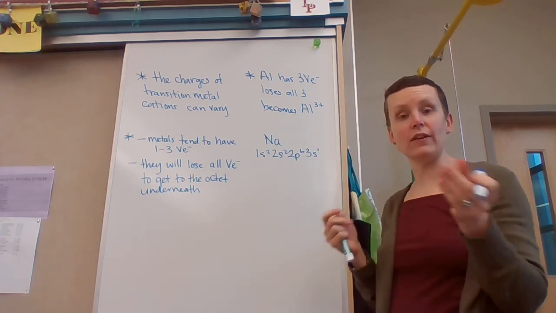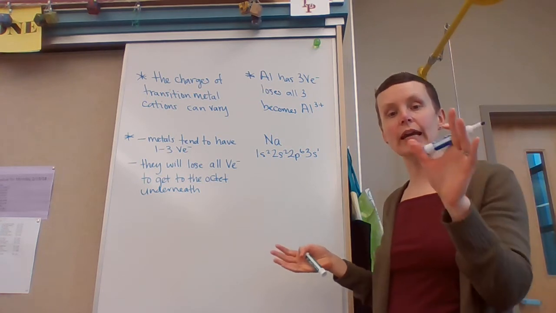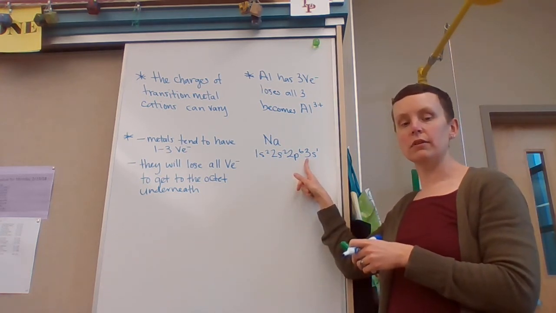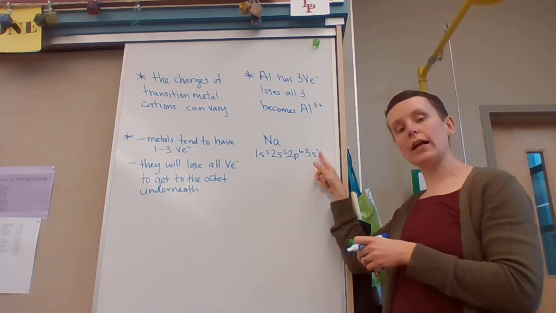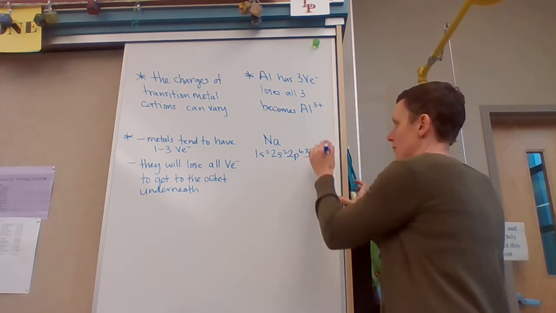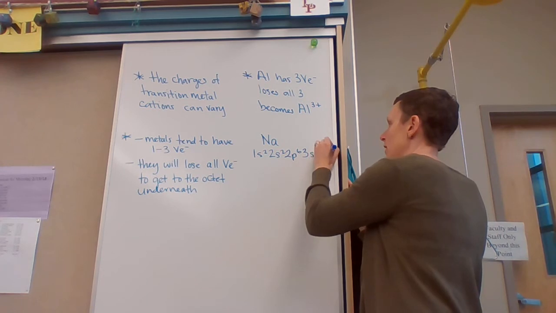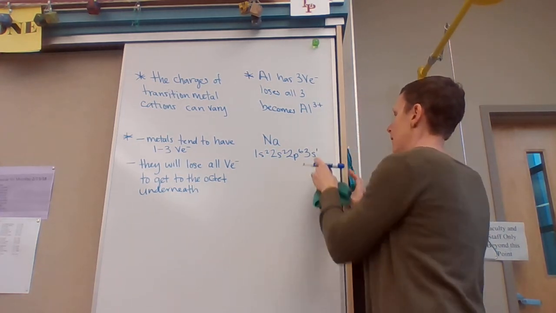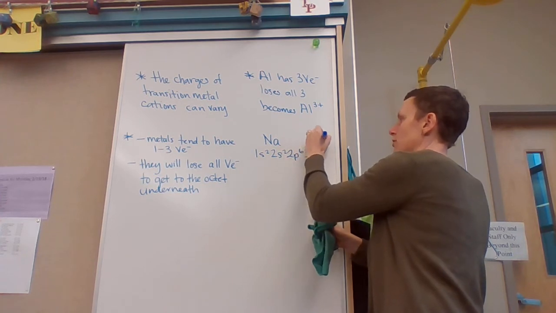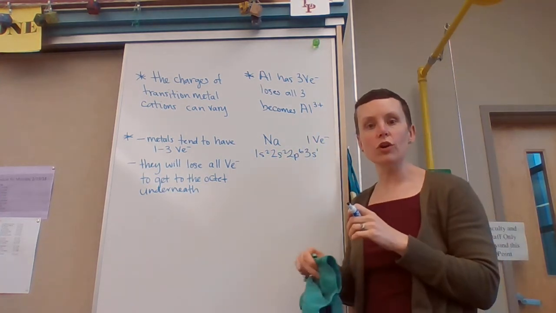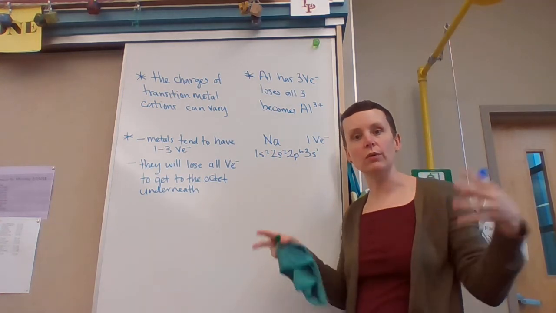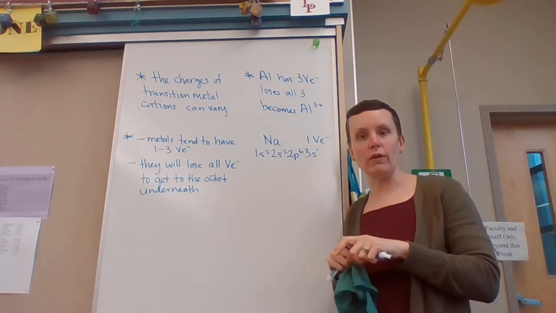Now, how many valence electrons does sodium have? Again, you can look here. This is the highest energy level, level 3. It has 1 electron there, so that's 1 valence electron. Or you can look at its group number. It's in group 1A, and the A group numbers also tell you the number of valence electrons. So it has 1 valence electron.